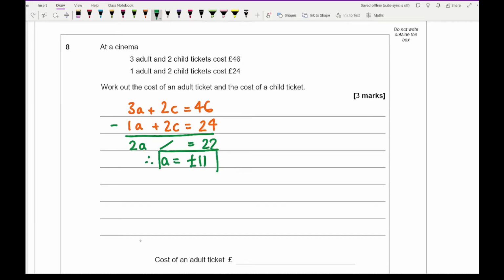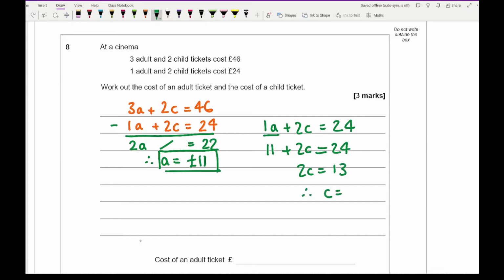So then once I know that price, I can then know that 1 adult plus 2 child tickets cost 24. I know that 1 adult ticket now costs £11. So then 2 child tickets must cost £13. So therefore a child ticket must cost 6.5. And there I've got my answers.